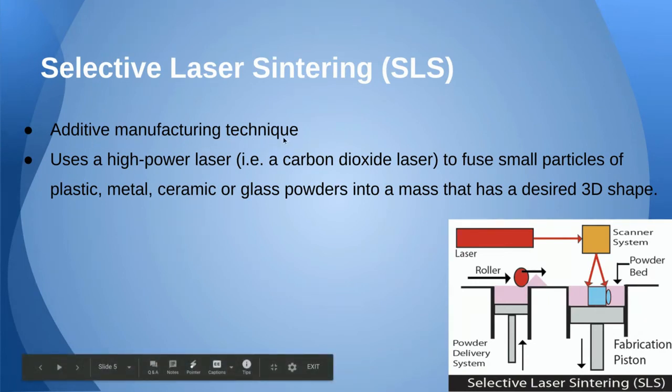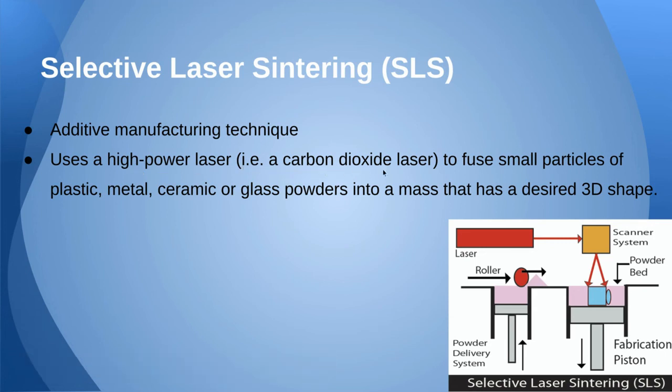This additive manufacturing technique uses a high power laser, for example a carbon dioxide laser, to fuse small particles of plastic, metal, ceramic or glass powders into a mass that is the desired 3D shape.